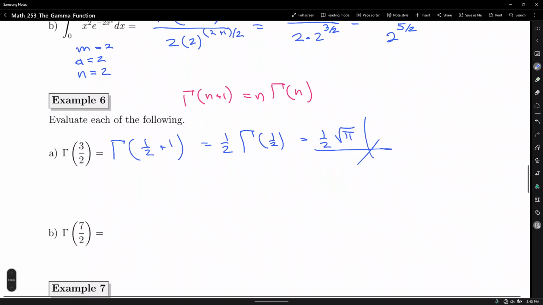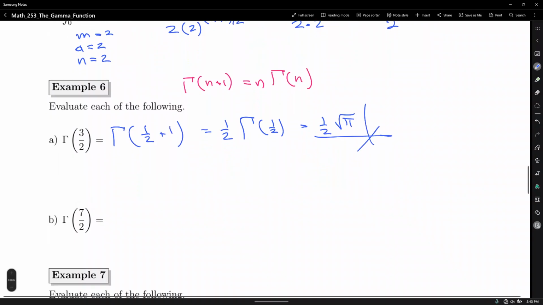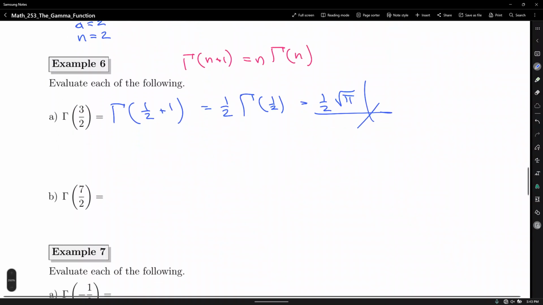Gamma of 7 halves. For gamma of 7 halves, guys, we're going to take a few steps. So number one, I'm going to write gamma of 7 halves as gamma of, do you guys agree this is 5 halves plus 1? And then I'm going to use the definition. This n is going to be 5 halves times gamma of 5 halves. All right?